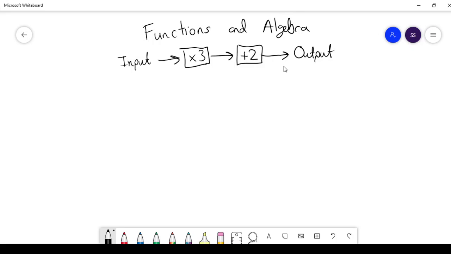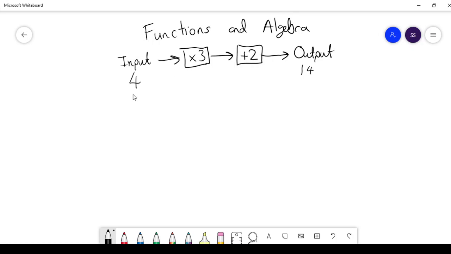Okay, so if I say I put in 4, if the input is 4, then I'm going to times that by 3. That will give me 12. Add 2. Well, 12 plus 2 is 14. Okay, but I don't want to have to write my function like this every single time. That's a lot of arrows, a lot of boxes. I want a nice easy way to write it. And a nice easy way to write it is to use algebra.